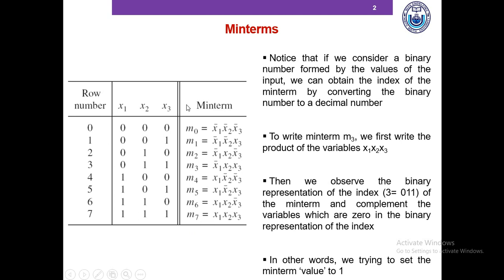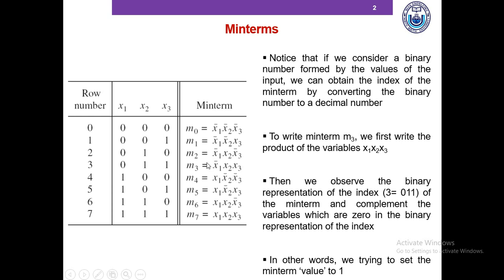To write a minterm, let's say for M3, we first write the product of variables x1, x2, and x3. Then we observe the binary representation of the index. M3 is the minterm of the 3rd row, and the binary representation of 3 is 0, 1, 1. We only complement the variables which are 0. So x1 is 0 in this row, which means we complement just x1 and we leave x2 and x3 unchanged. That is the key piece of information to remember to write a minterm.